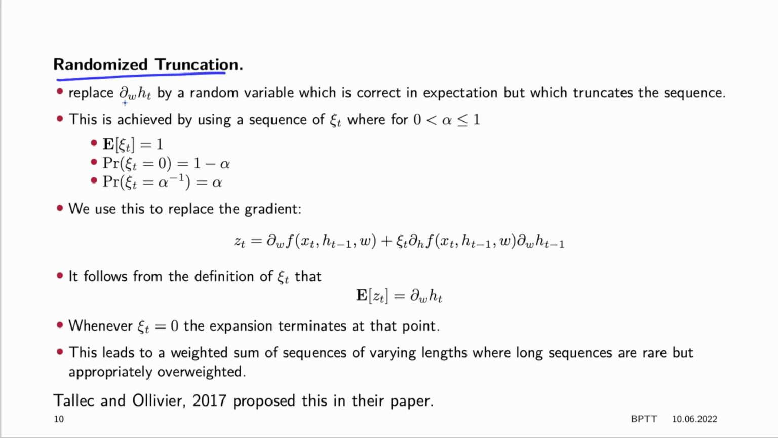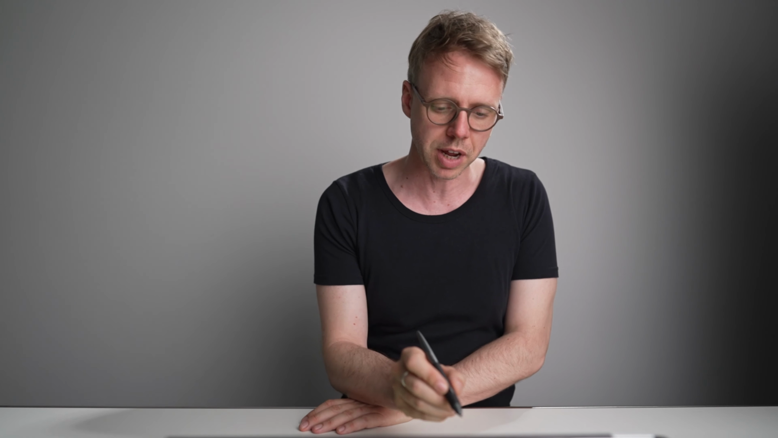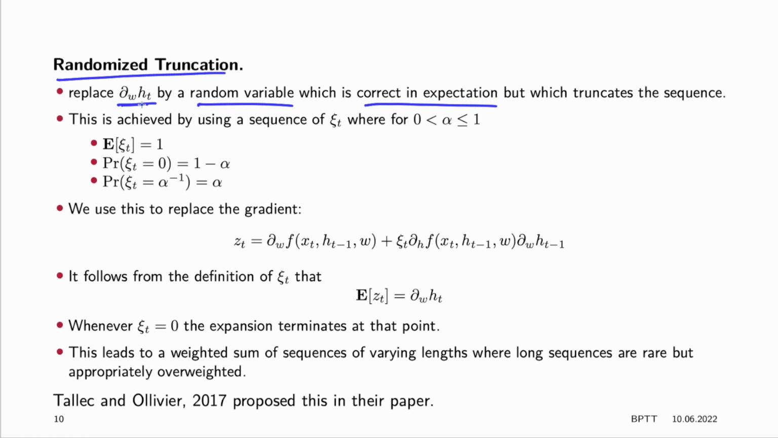And there's a trick. We can introduce randomization in a special way to actually get such an unbiased estimate of the gradient, where what we want to compute is the gradient of h_t, the hidden state at time t, with respect to our weights. And in randomized truncation, we replace this by a random variable. So it's something that is stochastic. But this random variable actually has the correct expected value. So the expected value of this random variable is exactly equal to the gradient of h_t. But it still computes a truncated sequence.